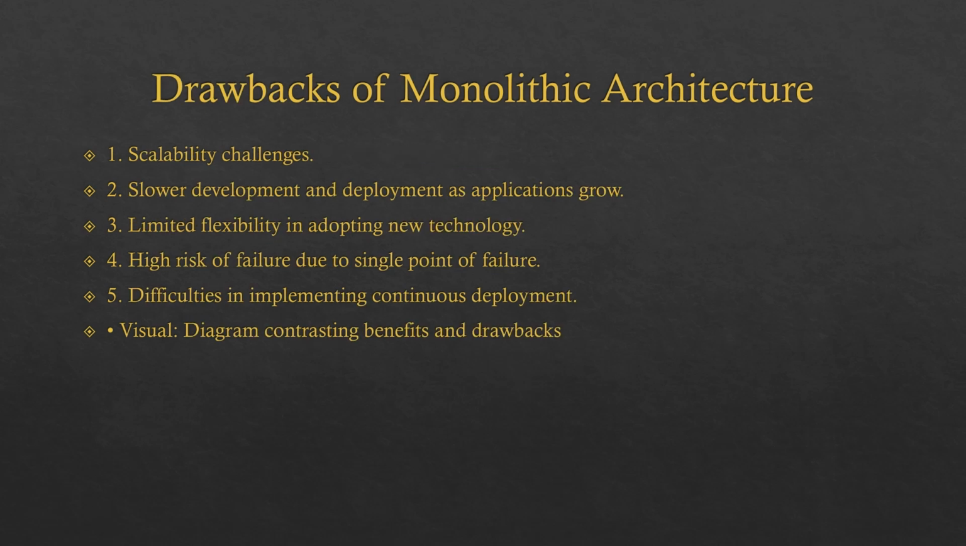Despite these benefits, monolithic architecture also comes with several drawbacks. Scalability becomes challenging as the application grows. Updating or deploying a new feature can be slower because everything is part of one single large unit. It also offers limited flexibility when trying to adopt new technologies. Moreover, a bug in any part of the system can affect the entire application, creating a single point of failure. This makes continuous deployment and testing difficult in large-scale environments.